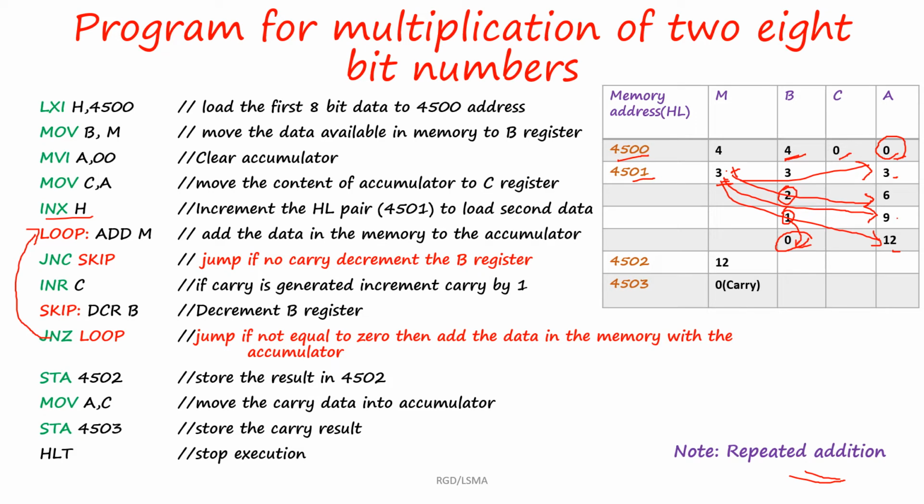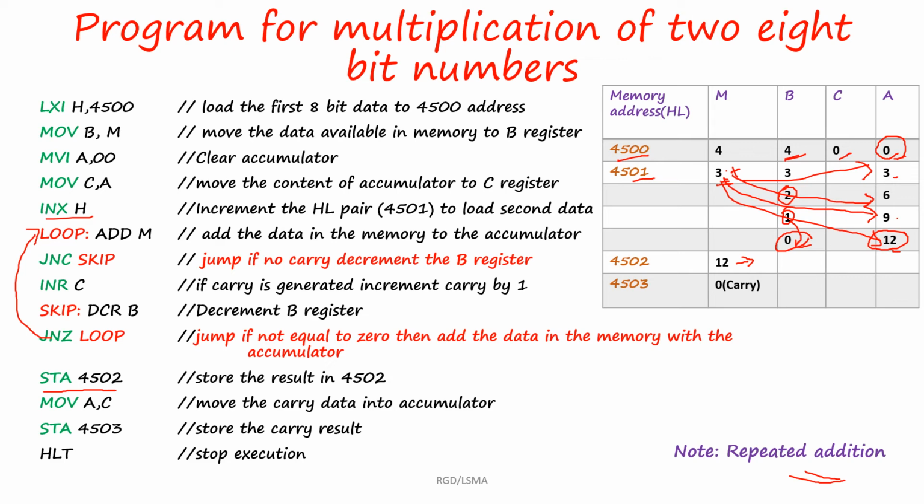So it will come out from this and it will store the result into 4502. So what is the result you will get in 4502? The 4502, it will store the data which is available in the accumulator, right? So the 12 is the result which will be loaded in the address of 4502. You are going to store this value into 4502.